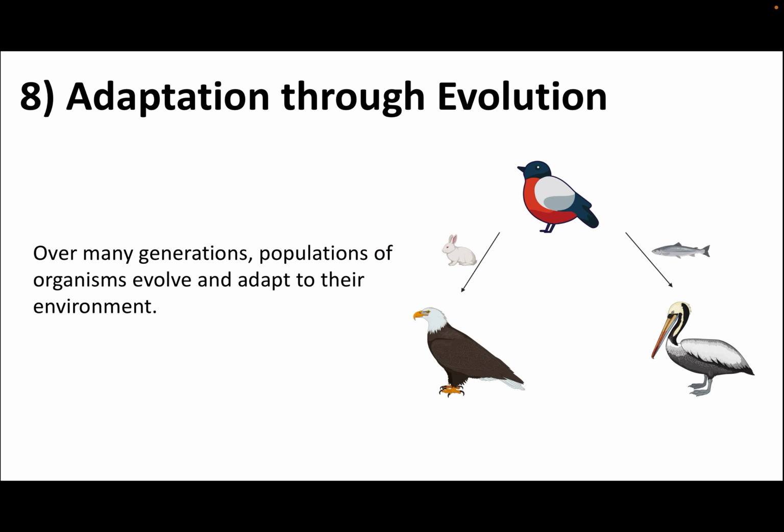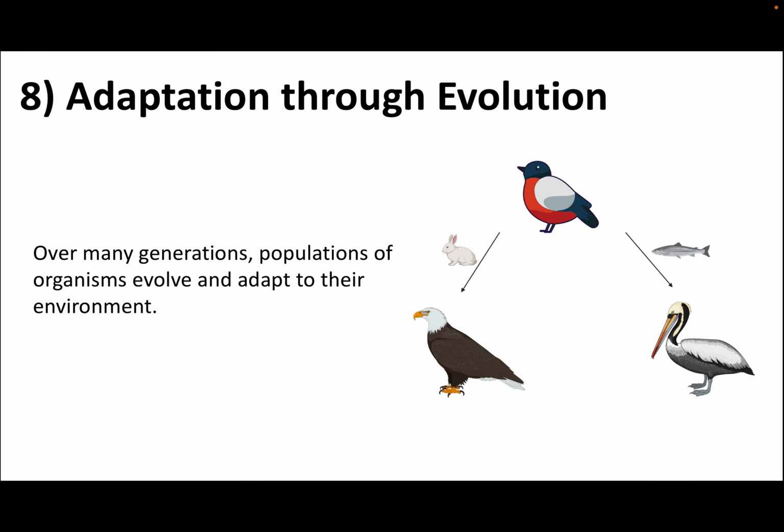The final property of life is the ability to adapt through evolution. So over many generations, populations of organisms are able to evolve and change to adapt for their environment. So for example, millions and millions of years ago, there was a bird, and some of those birds maybe moved to land where they had to start feeding on local mammal populations. And then you had some of those birds move to the sea where they had to start feeding on fish.